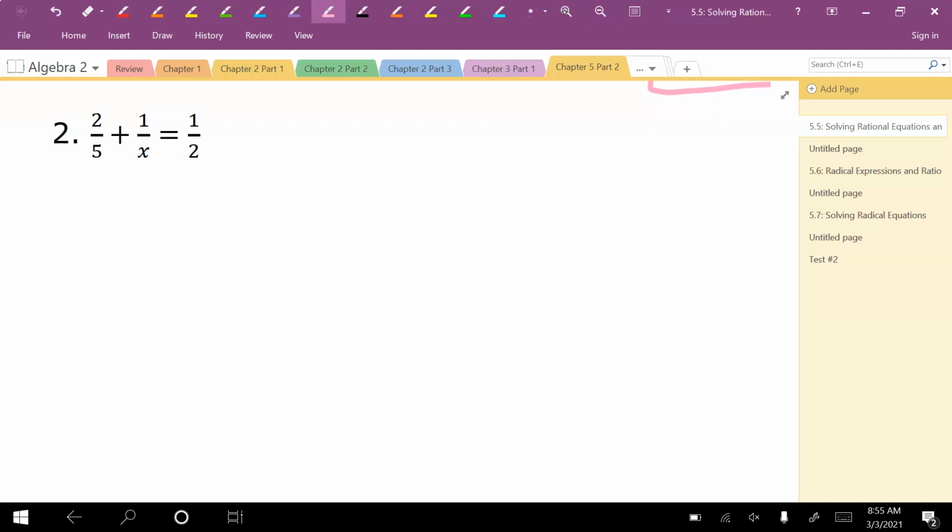So for number 2 here, what would be the least common denominator? Number 2. Good, 10x. So the number that 5 and 2 can both go into would be a 10. And then you need an x. So we're going to multiply all 3 fractions by a 10x.